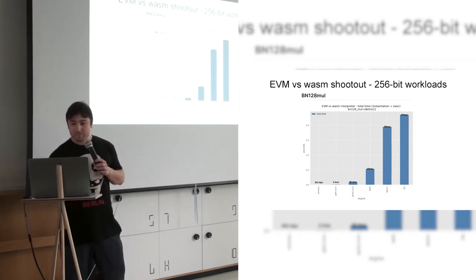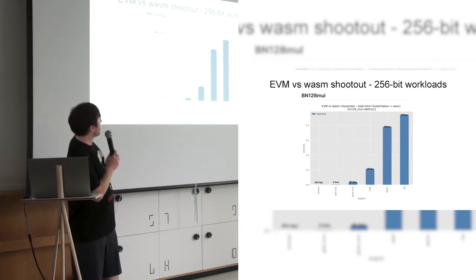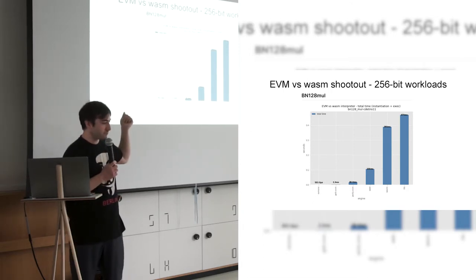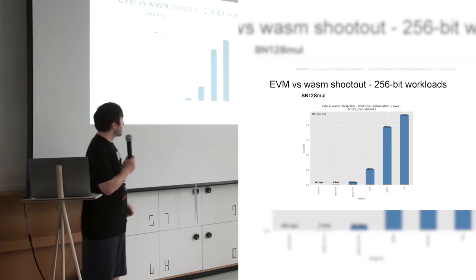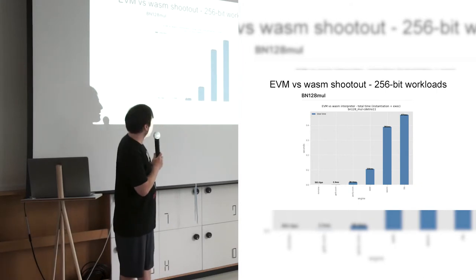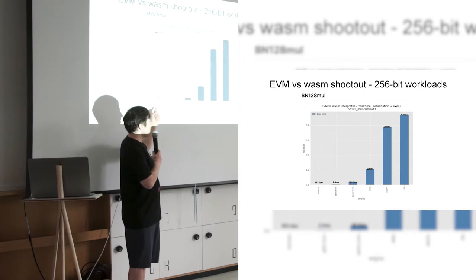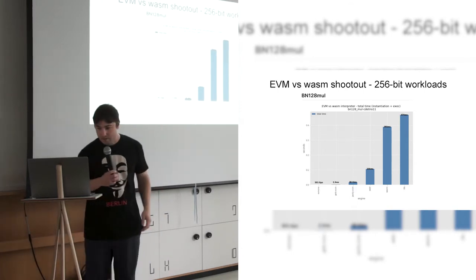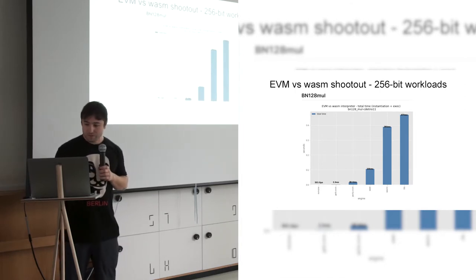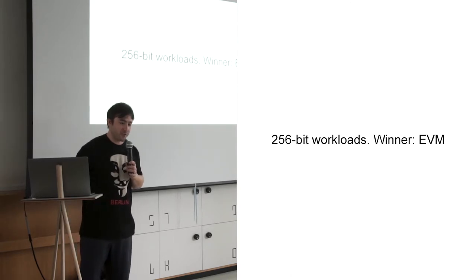Anyway, the other 256-bit benchmark is the BN128 mul. This is the EC mul, the precompile that was added in Byzantium. Here, the fastest WebAssembly interpreter is at 100 milliseconds, and the fastest EVM interpreter at 500 microseconds, which is really fast. So for 256-bit workloads, we declare the winner EVM.